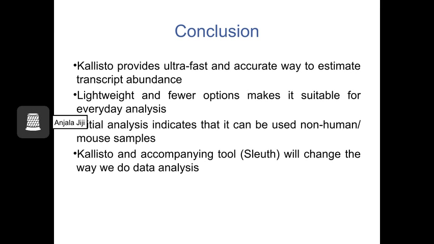From the results, we can see that there is not much difference between Kallisto and Bowtie analysis. But when we did this experiment, Kallisto took just 3 hours, whereas Bowtie took more than 2 days. So we can conclude that Kallisto is ultra fast and gave almost the same accurate result as Bowtie. In future, this lightweight tool with fewer options will make everyday analysis so much easier. We can see from the initial analysis that it can be used in non-human or mouse samples. Kallisto and all the other newer technologies can change the way we do data analysis.